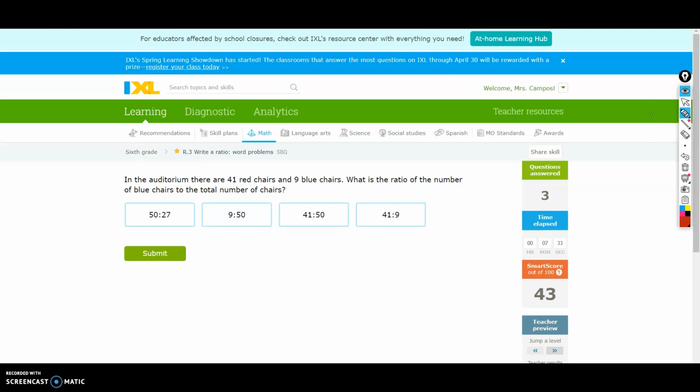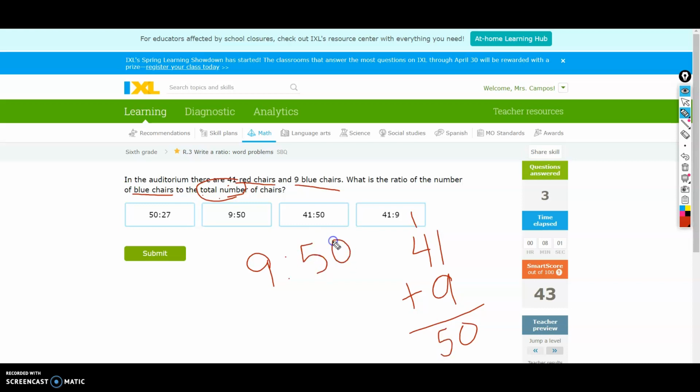In the auditorium, there are 41 red chairs and 9 blue chairs. What is the ratio of the number of blue chairs to the total number? Okay, now we want the total. So how many blue are there? There are 9 blue. Now I have to figure out the total. So 41 plus 9, which I'm sure most of you could do in your head. So we would have 50. So it would be 9 to 50.